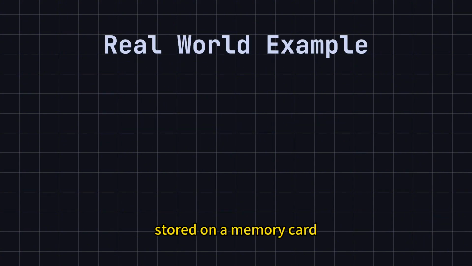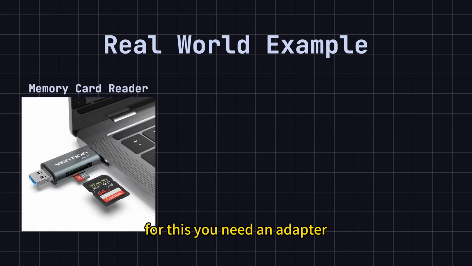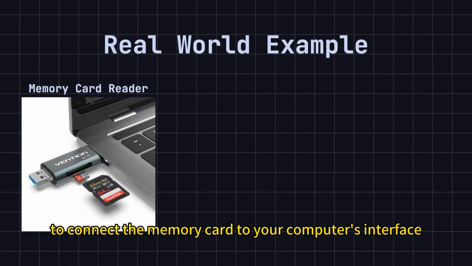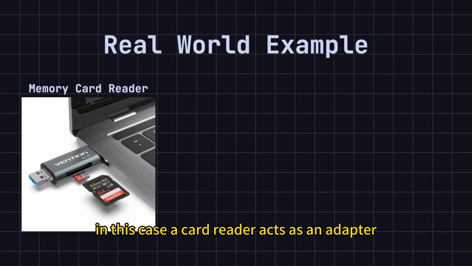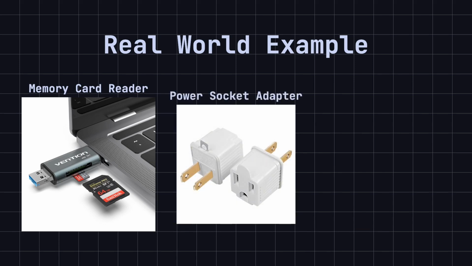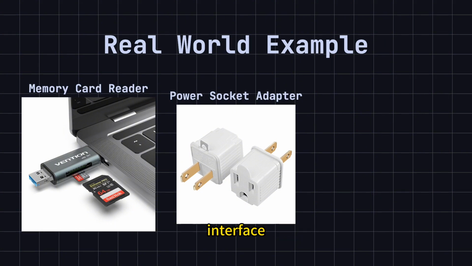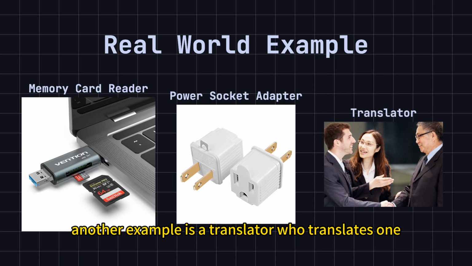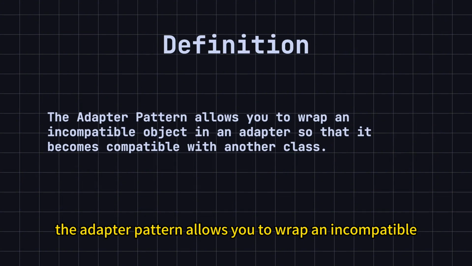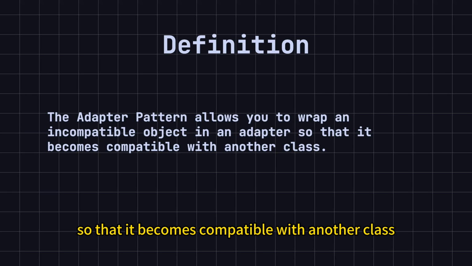Imagine you have some photos stored on a memory card that you need to transfer to your computer. For this, you need an adapter to connect the memory card to your computer's interface. In this case, a card reader acts as an adapter. Another common example is a power adapter. A three-pronged plug cannot directly fit into a two-hole socket, so you need a power adapter to convert it to a compatible interface. Another example is a translator who translates one person's speech to another. In simple terms, the adapter pattern allows you to wrap an incompatible object in an adapter so that it becomes compatible with another class.